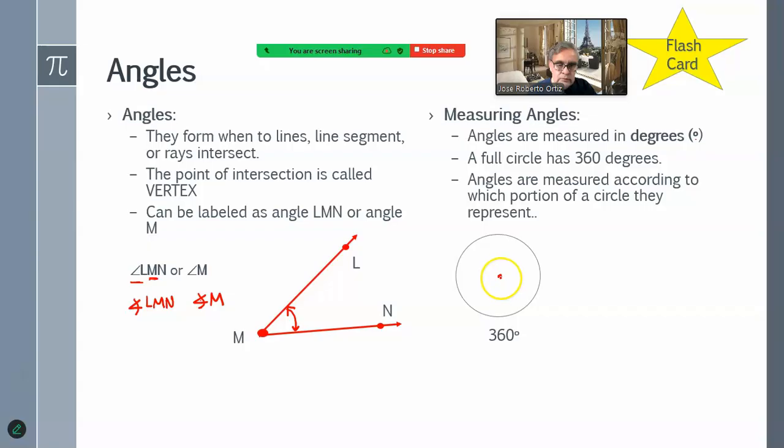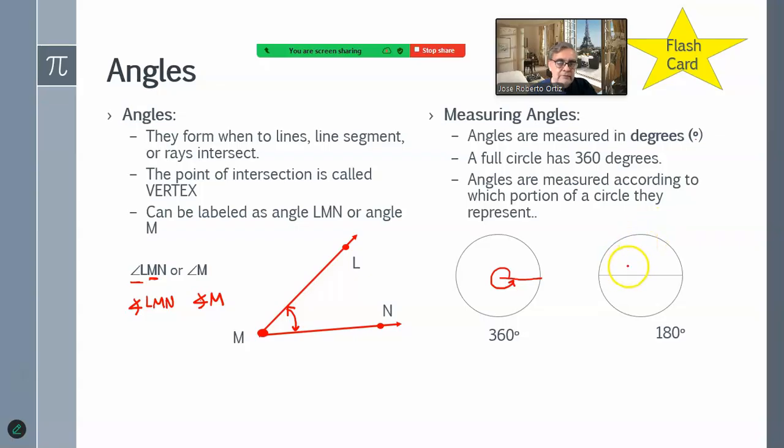If I were to draw a line to the end, to the circle itself, that will be called the radius. We're going to talk about that later. And if I measure the angle that forms the entire circle, that would be 360 degrees. Now, angles are measured according to the portion of the circle they represent.